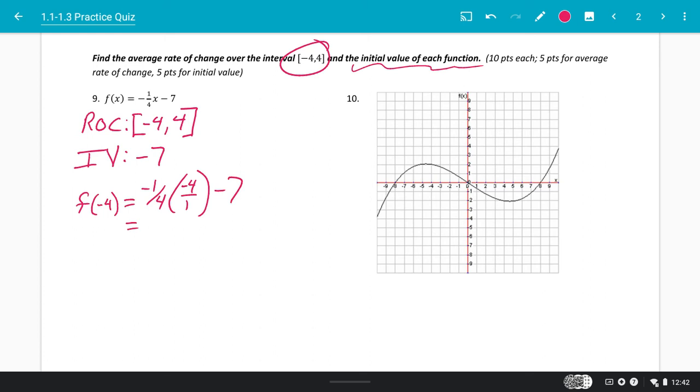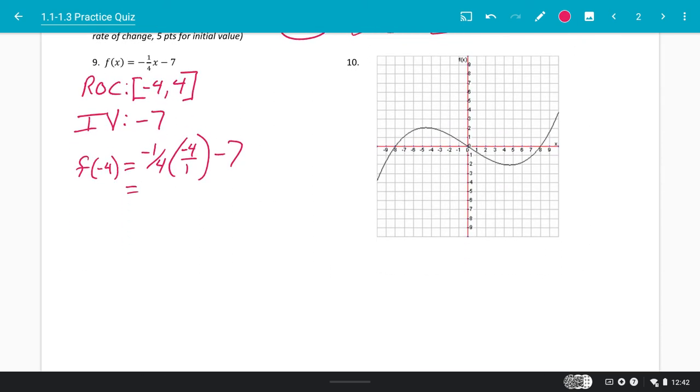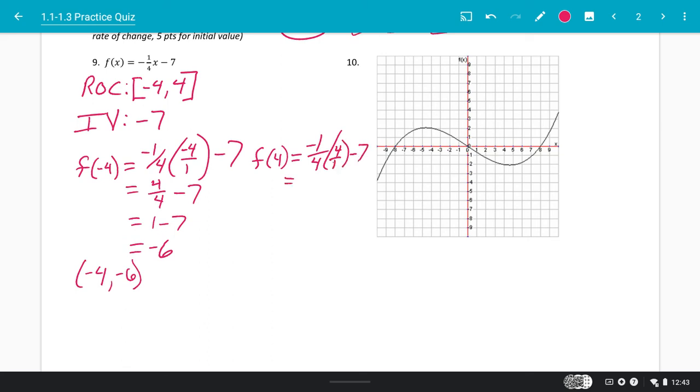minus 7. Well, that ends up being 4/4 minus 7, or 1 minus 7, which is -6. So I did all that work to show this is the ordered pair, -4, -6. Let me find now f of 4. F of 4 is -1/4 times 4 over 1 minus 7. So that's -4/4 minus 7, which is a -1, minus 7, which is a -8. So all that to find the ordered pair for 4, -8.